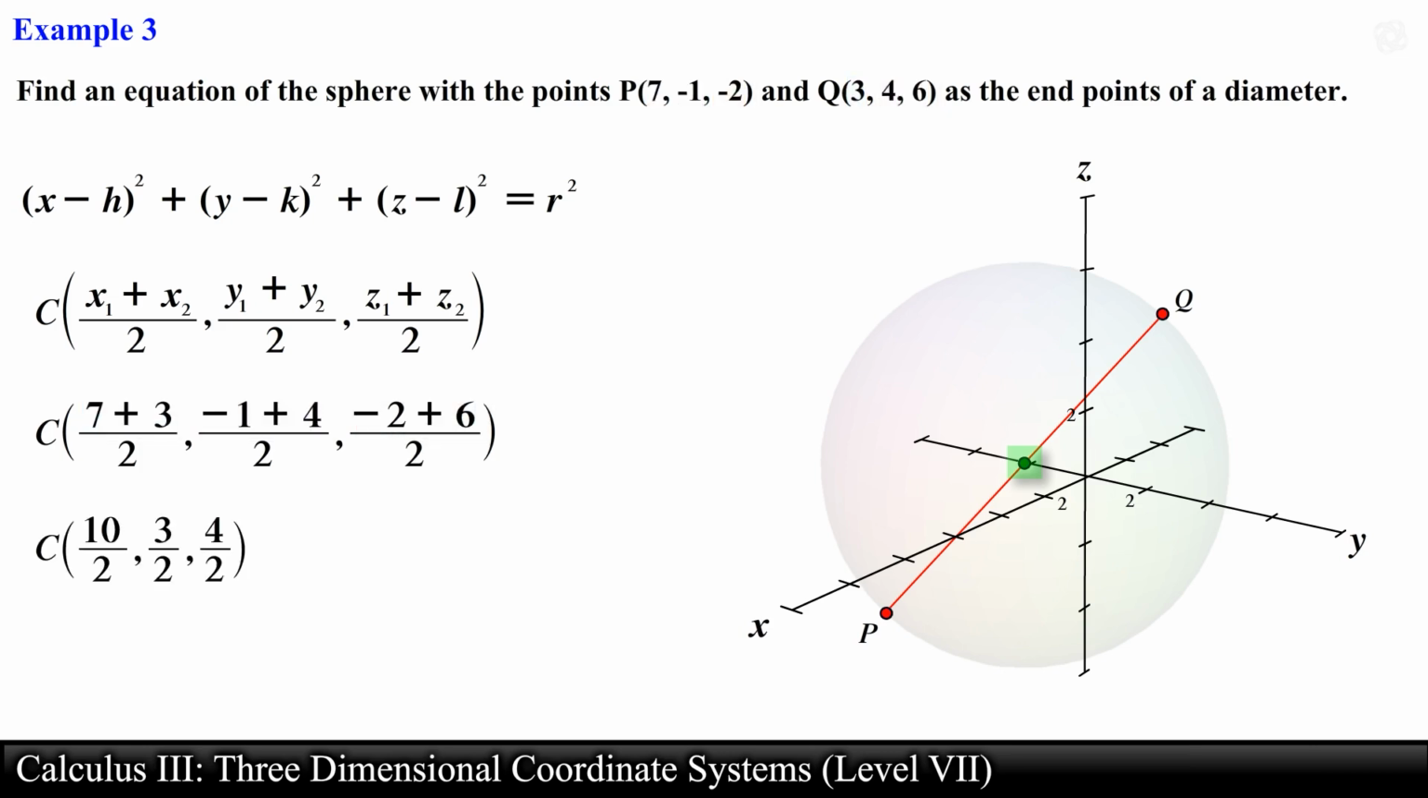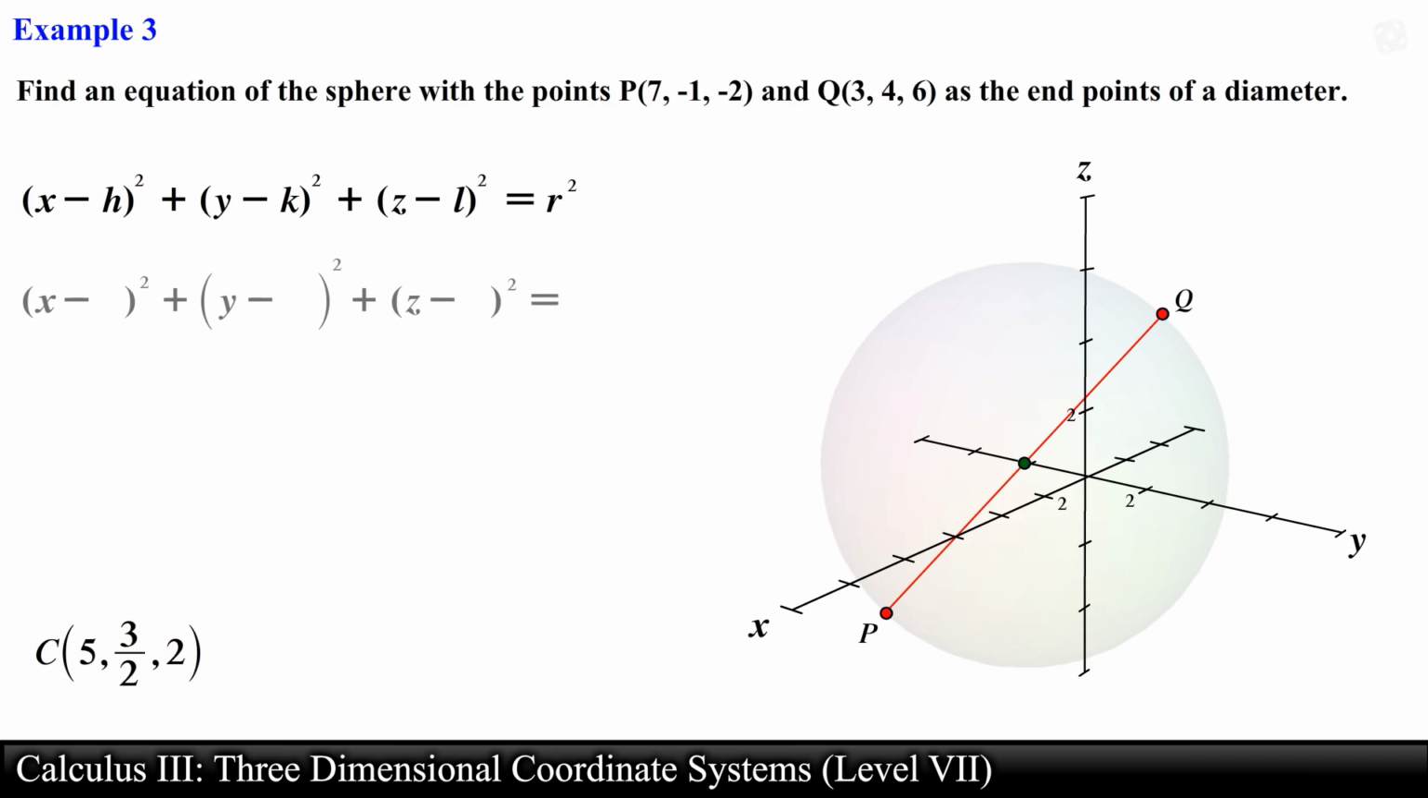Simplifying the numerical expression, we have that the center of the sphere has coordinates 5, 3/2, and 2. Having found the center of the sphere, we now have the values for h, k, and l. All we have to do is to find the measurement of the radius of the sphere. We can find the radius in a couple of ways.